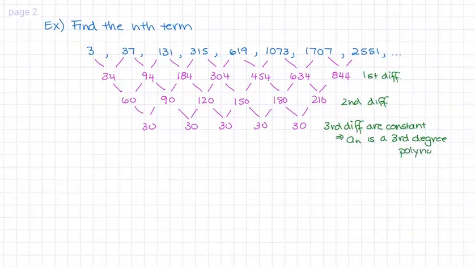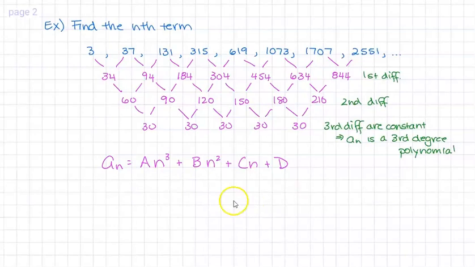So what does that look like? Well, that means that a sub n is, we have to start with third degree, but then work our way down until we get to the constant term. That means that there's 4 unknowns here, a, b, c, and d. That means we need 4 equations.